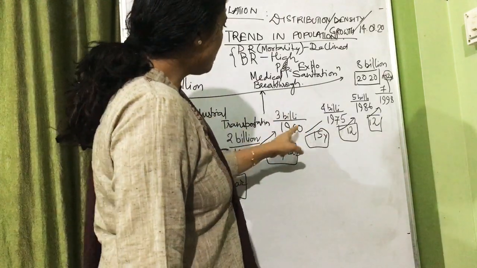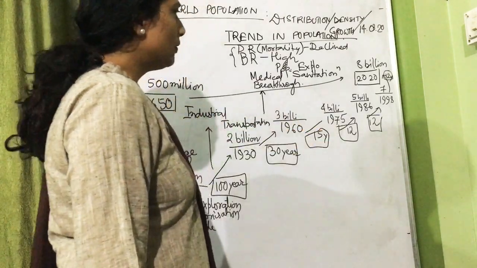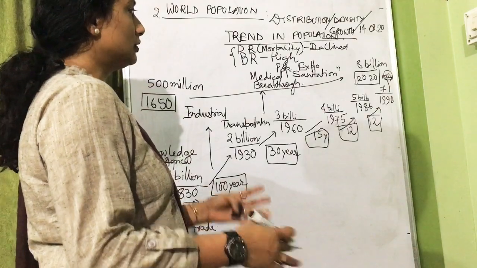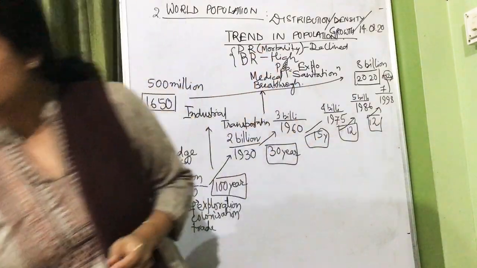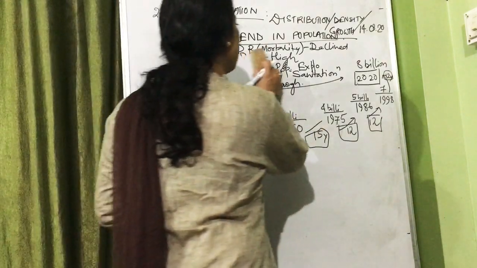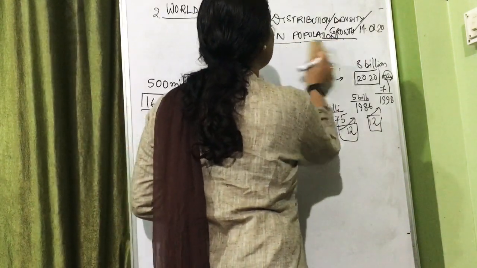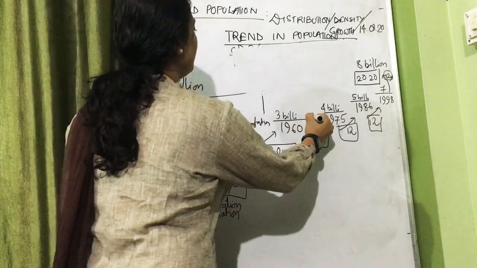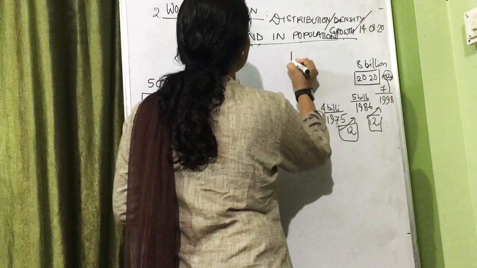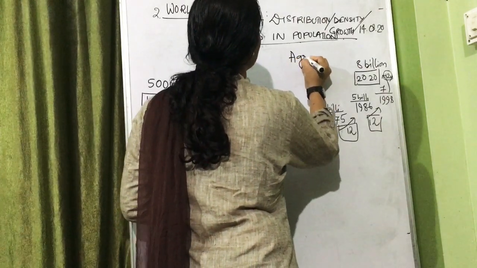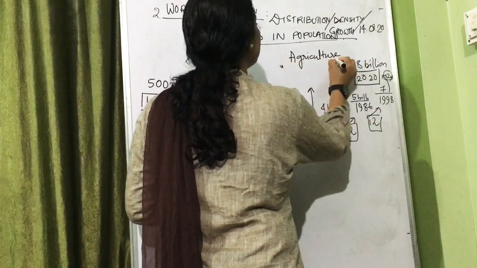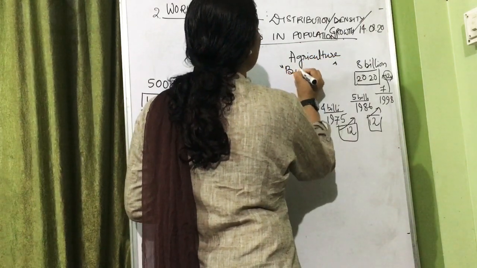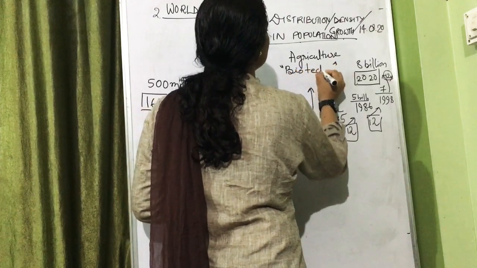Next, from 1960 to 1975, we saw that the population doubled in only 15 years. So what can be the reason behind that? It took half of 30 years to double the population. This was the period when we noticed a change in agriculture, that is, the introduction of biotechnology.